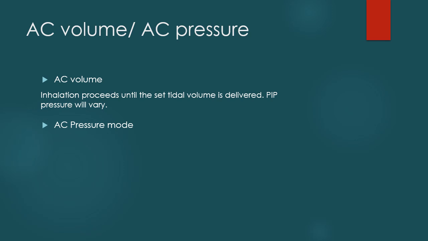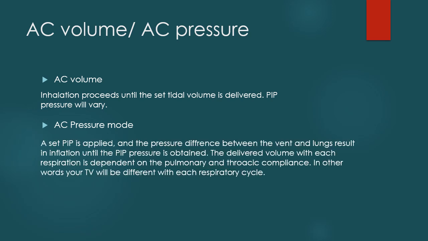So you're going to inhale in volume mode until the set volume is reached, and then you're going to exhale. Based off of that, the pressure will vary each respiratory cycle. In pressure mode, you're setting the pressure, and based off of their lung compliance, it creates a volume. The only issue is that that volume could change with each respiratory cycle.